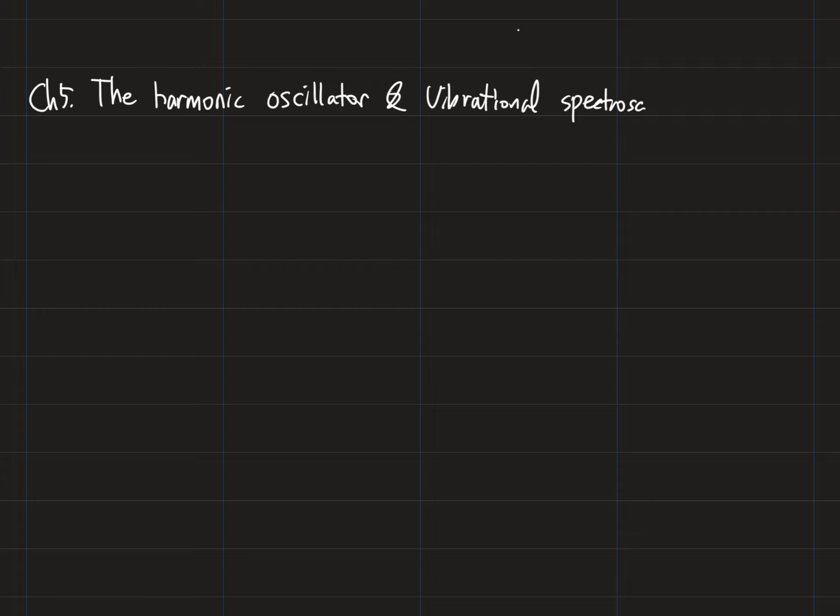Okay, chapter 5. It's the harmonic oscillator and vibrational spectroscopy. So in the previous chapter, we established the fundamental postulates of quantum mechanics. And in this chapter 5, we will apply this principle to a critical and very important model in chemistry, the harmonic oscillator.